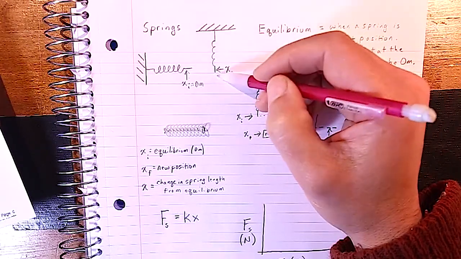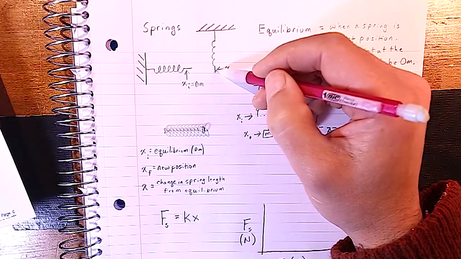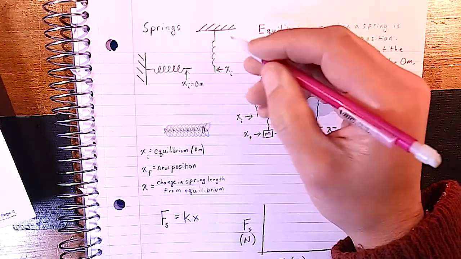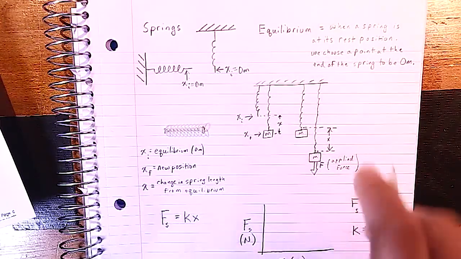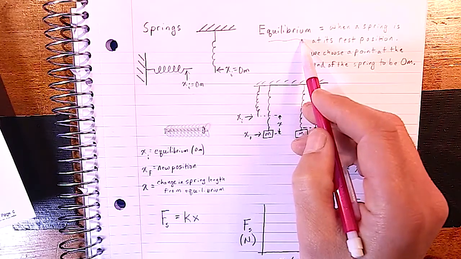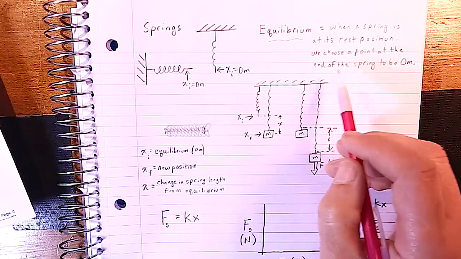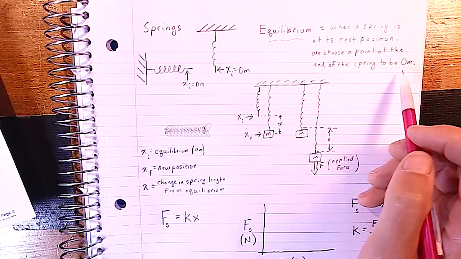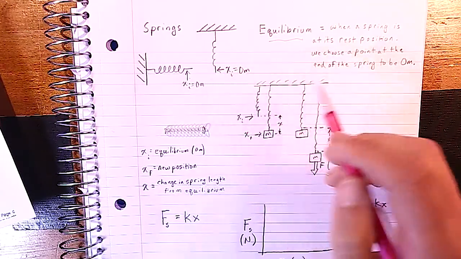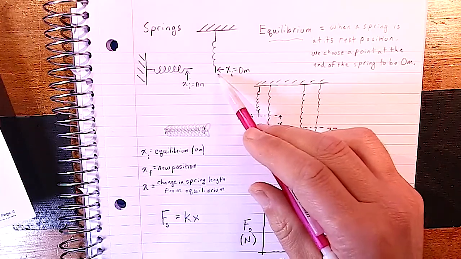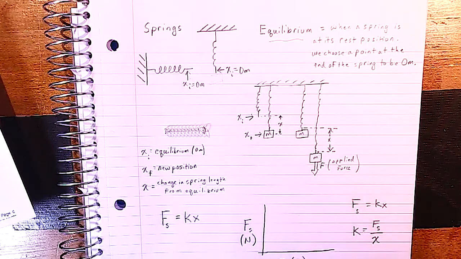Now, you could also hang a spring from the ceiling. So this is our ceiling. And again, we would choose a fixed point while it's in equilibrium to be our initial position x. So what is the definition of equilibrium? This is when a spring is at its rest position, and then we choose a point at the end of the spring to be 0 meters. You could actually choose different points, but the best point to choose is the end of the spring. You could also choose the center of the mass or whatever you put on there. It would be the same result.